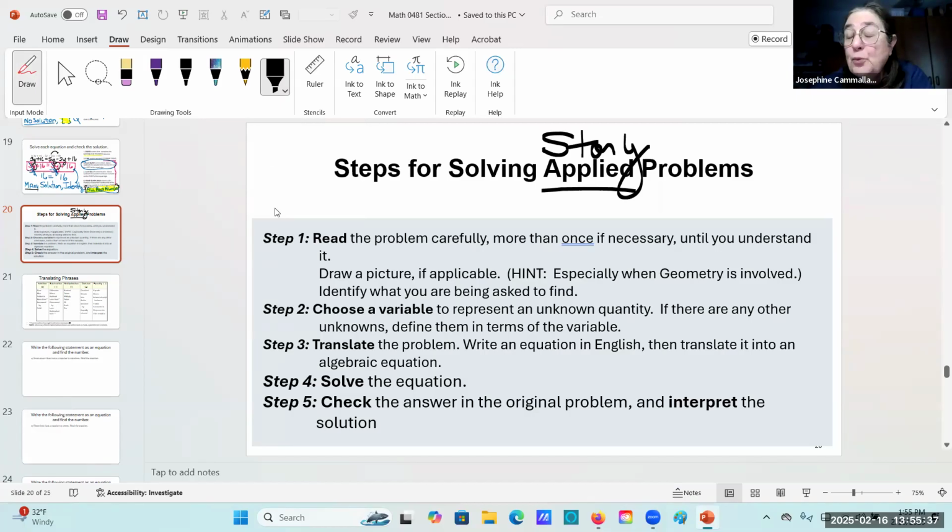Now, this is how Alex or McGraw-Hill want you to solve this. First off, they want you to read the problem carefully, more than once if necessary, until you understand it. Now, drawing a picture normally comes in when you have some type of geometry involved. And it can be a line, it can be a garden, it can be a fence. If geometry, draw the picture. Okay. Then you want to identify what you're being asked. What are you trying to find? Okay. Which means you're going to choose a variable and you are going to define it.